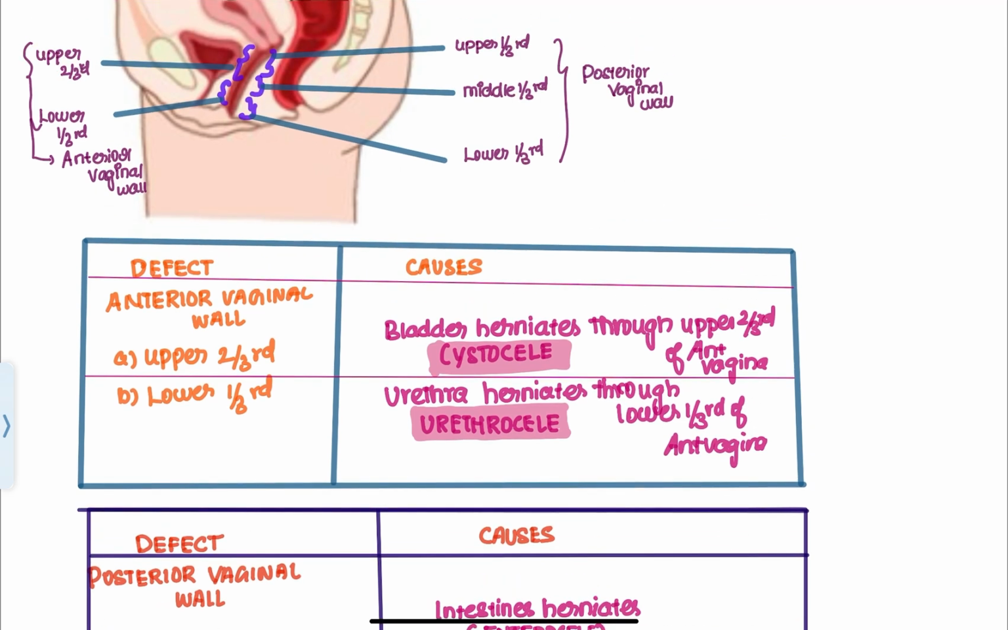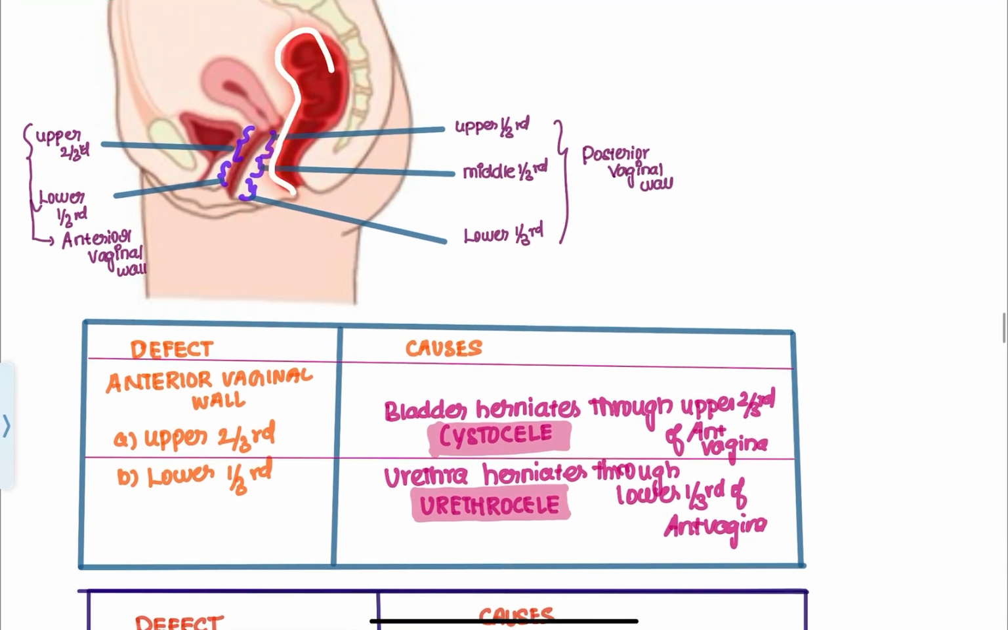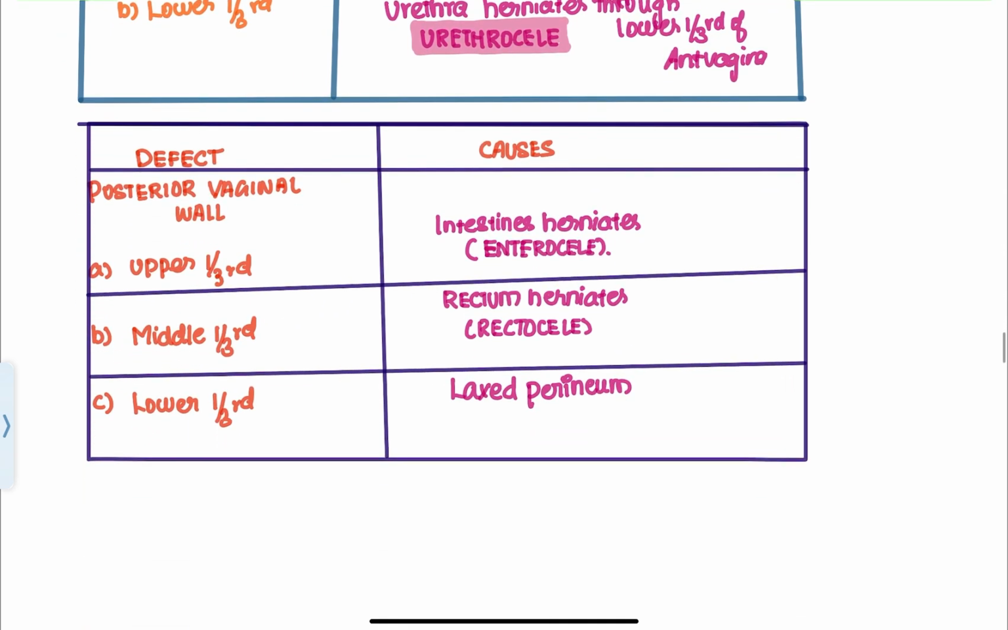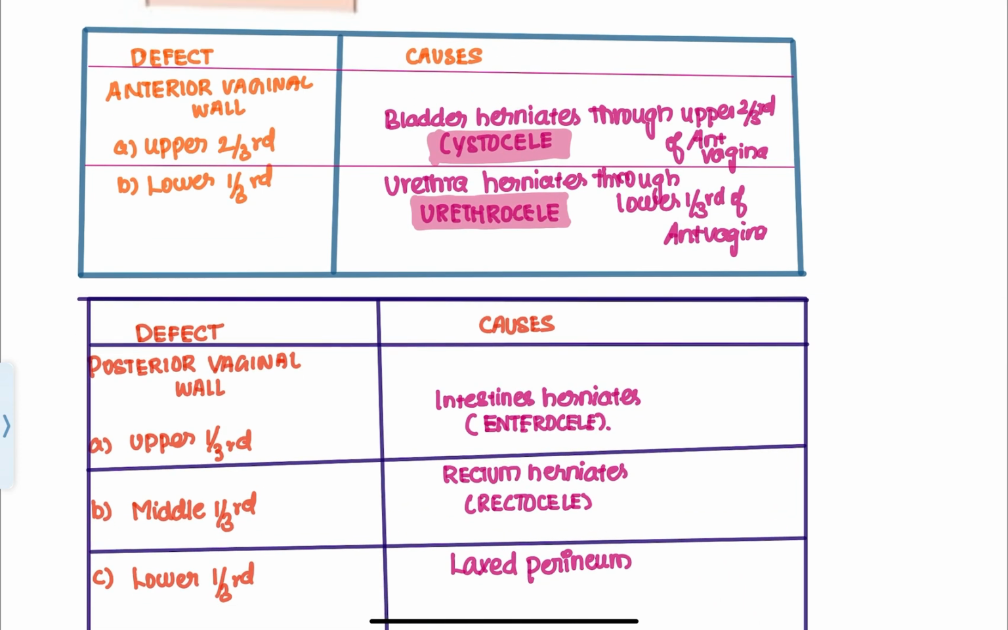Fine. If the middle one-third portion of the posterior vaginal wall is weakened and prolapsed, what is the structure immediately near to it? It is the rectum. As you can see here, this structure is the rectum. So the rectum is going to herniate out through the middle one-third portion of the posterior vaginal wall. And coming to the last portion, the lower one-third portion of the posterior vaginal wall, if it is weakened and prolapsed, it is called a laxed perineum, a weakened perineum. Is that clear until now?